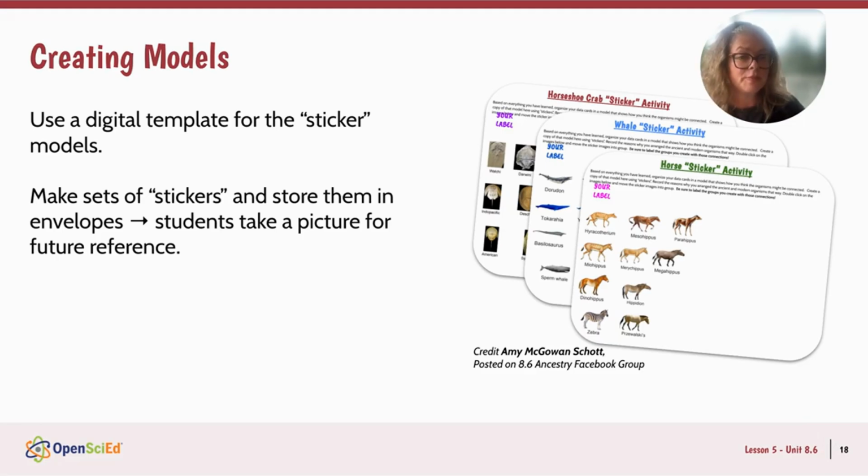Another teacher from the Facebook group talked about making sets of stickers and storing them in envelopes. And then as students are building their models, once they are done, they would just take a picture for future reference. That picture might be uploaded somewhere or printed for them to use later. I also like to have printed copies, and I always print them in color and laminate them because I don't want them to get lost. And then I will put a number on the back so that it's really easy for me to regroup any of those stickers if they get misplaced or dropped.